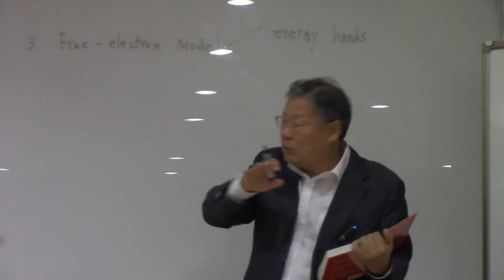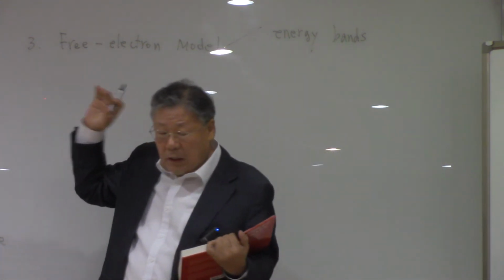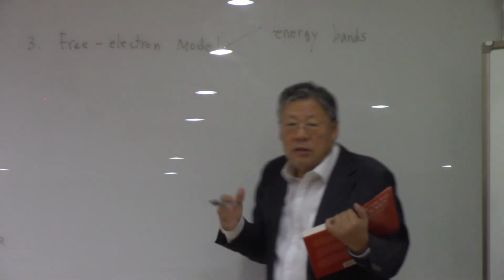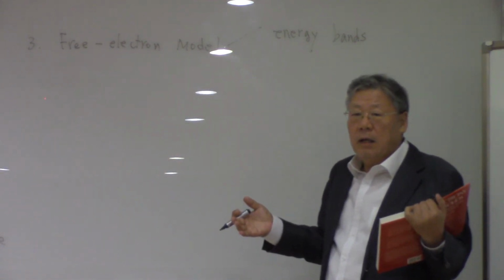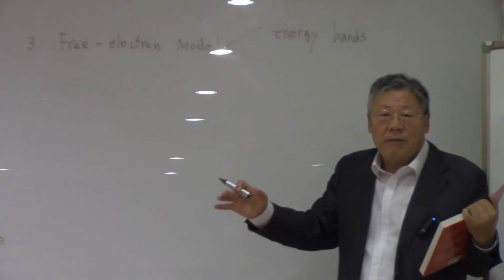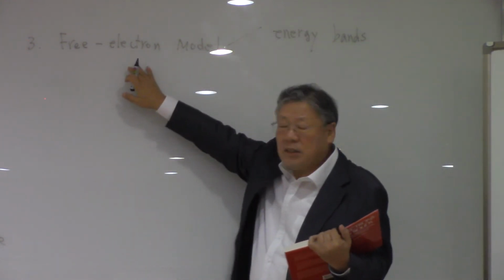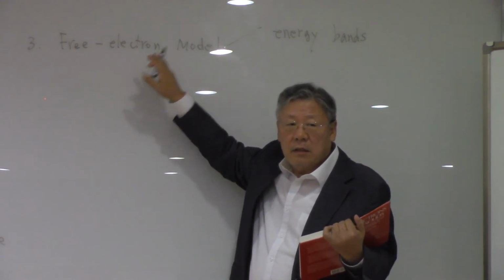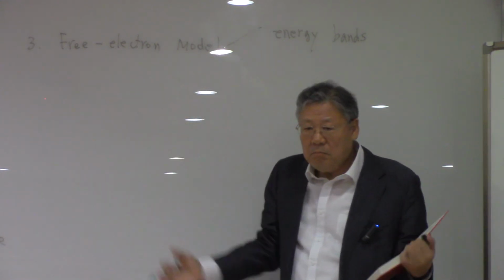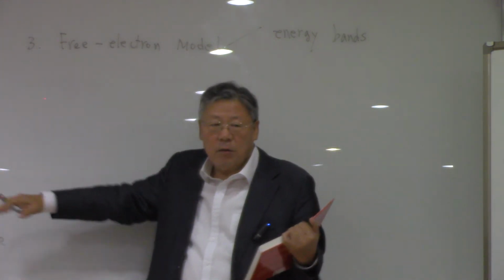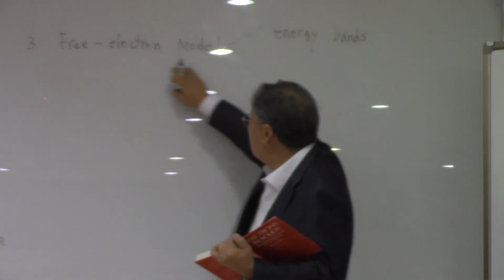But if you look at the materials in terms of the wave, then we begin to understand why the material cannot have a certain range of energies. And the first step to understand that is to make the model on the basis of the waves, okay? And that is the free electron model.